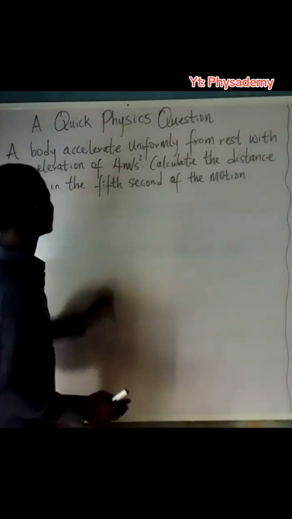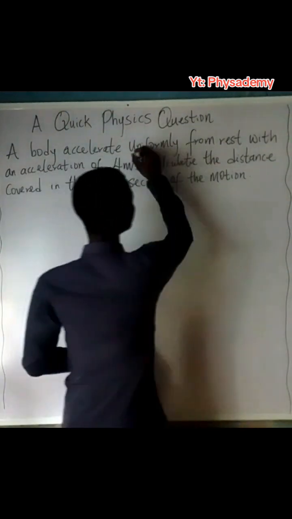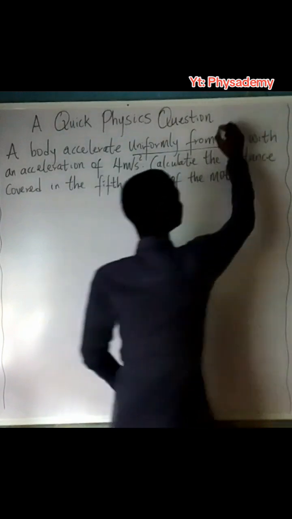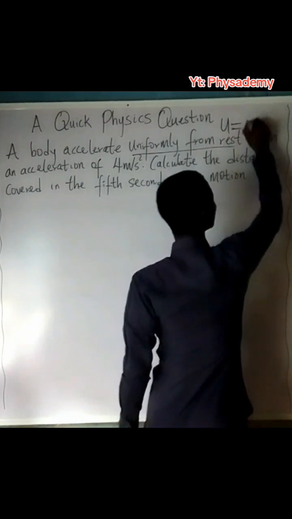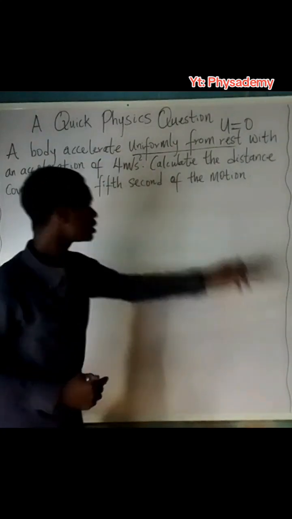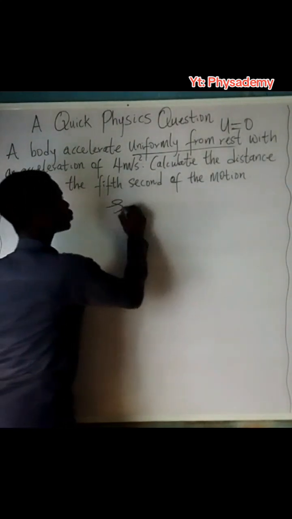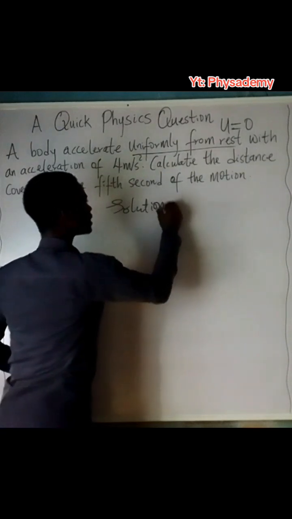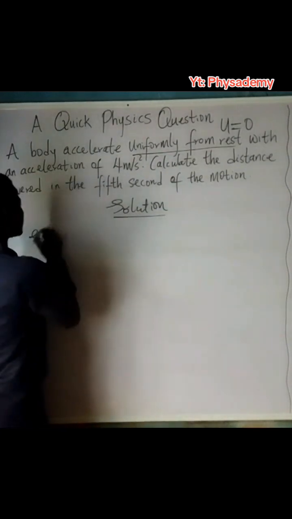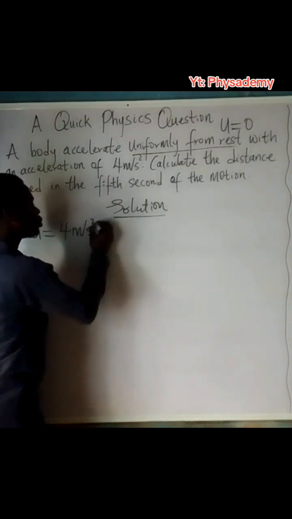The question reads, a body accelerates uniformly from rest. Now uniformly from rest means that the initial velocity symbolized by u is equal to 0. That is what uniformly from rest means. Now they said with acceleration of 4 meters per second squared. Now we're given an acceleration in this question, okay? We're told that the acceleration for this question is a equals 4 meters per second squared.